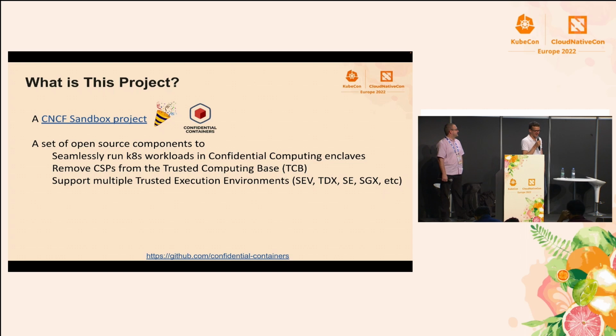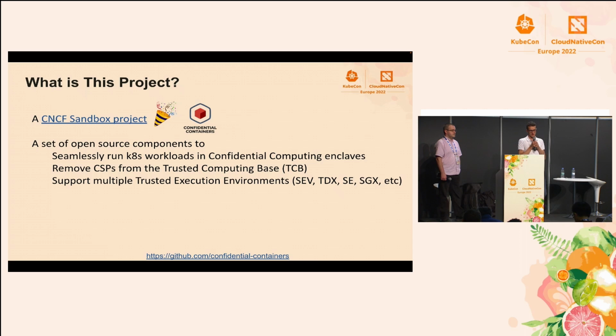So the Confidential Containers project is a set of open source components. And the goal for this, and there are some keywords there that I want you to highlight, is to seamlessly run Kubernetes workloads in their own confidential computing enclaves, also known as trusted execution environments. Seamlessly is probably one of the most important. And the idea with Confidential Containers is to say, if you have a definition for a pod, for a workload, you take that definition, you don't change it. And with Confidential Containers, we are going to allow you to run that inside a confidential computing enclave, inside a TEE, okay? So the seamless aspect of the project is very important.